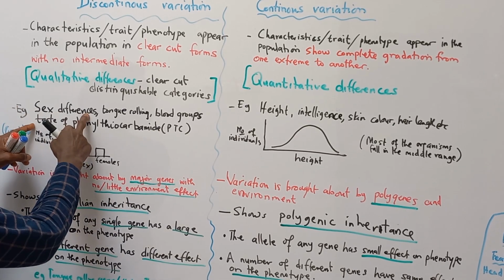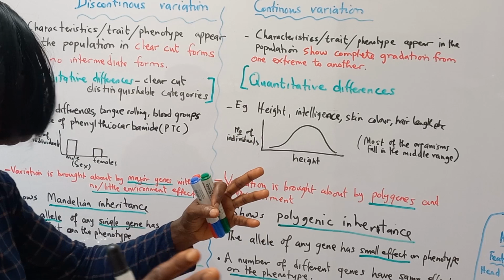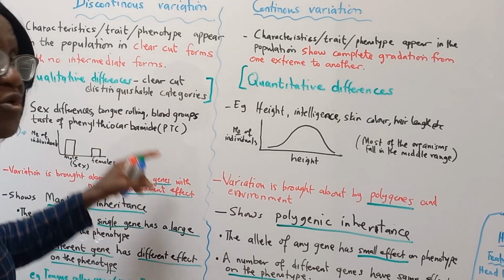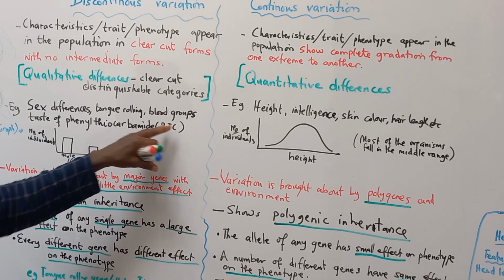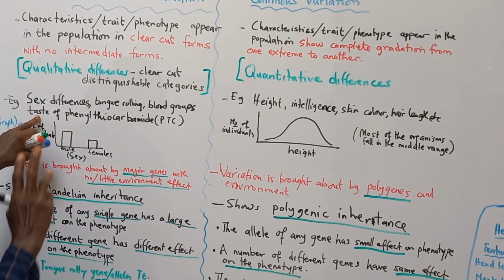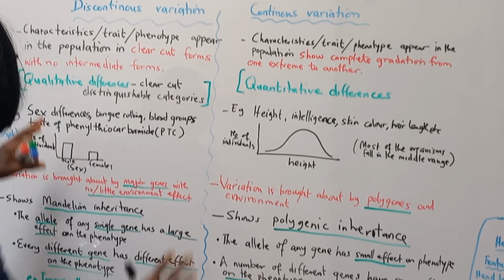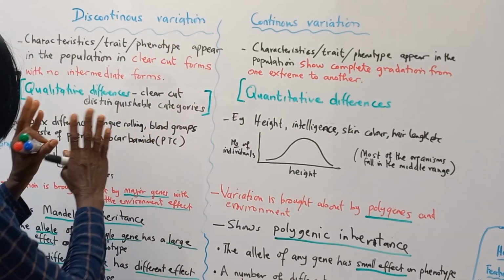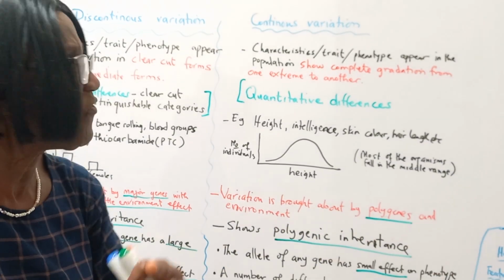You have such phenotypes. We look at sex differences: you have male or female. There are no intermediaries. You have tongue rolling, those that can roll their tongue and those that cannot. We have blood groups. We have people who can taste phenylthiocarbamide, and people who cannot taste it. And so there are phenotypes that are very distinct, like male or female.